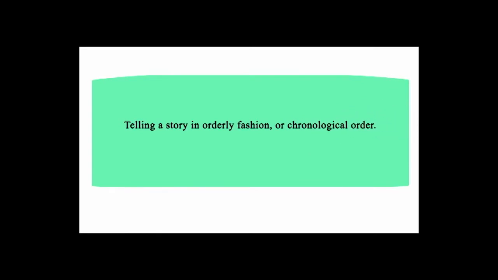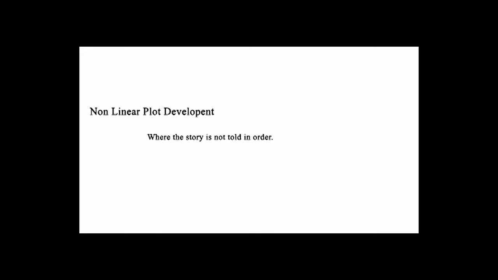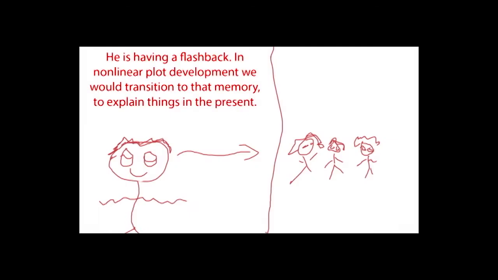Now, linear plot development means telling a story in an orderly fashion, or chronological order. If you didn't know, there's also such a thing as nonlinear plot development, where the story is not told in order. Often, the characters of nonlinear plot developed stories can have flashbacks of previous times in their life. This can appear in books and in movies.